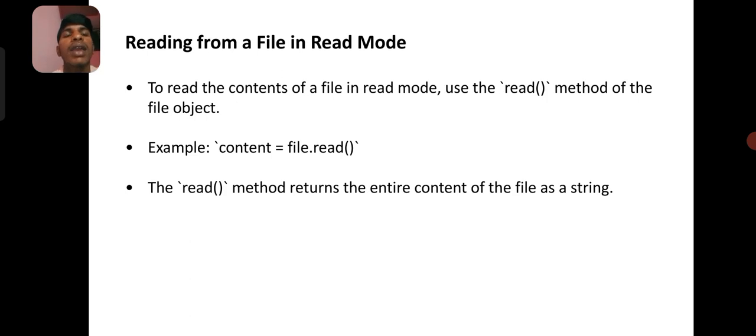Reading from a file in read mode. To read the contents of a file in read mode, use the read method of the file object. Example: content = file.read(). The read method returns the entire content of the file as a string.